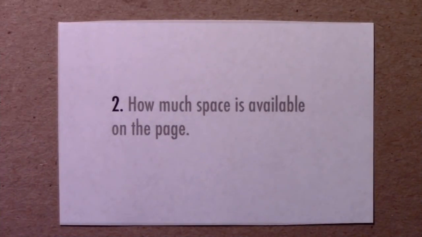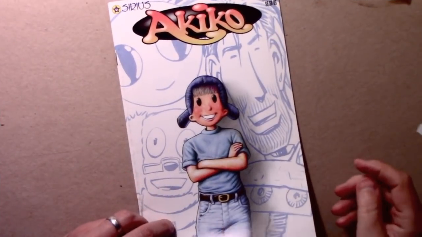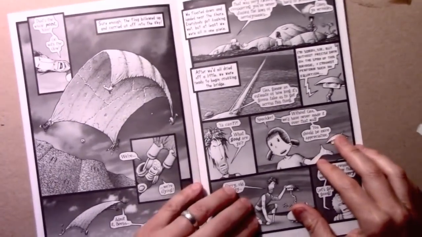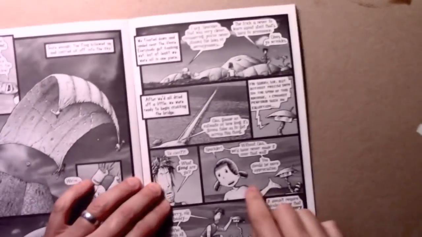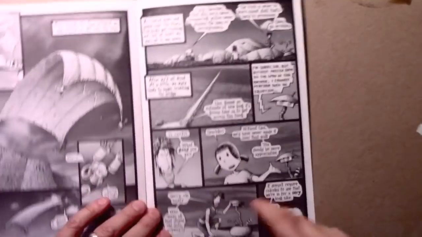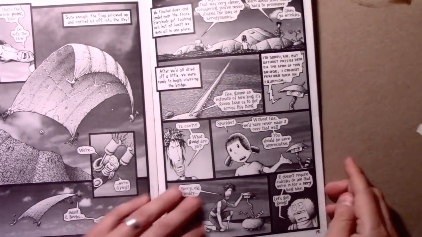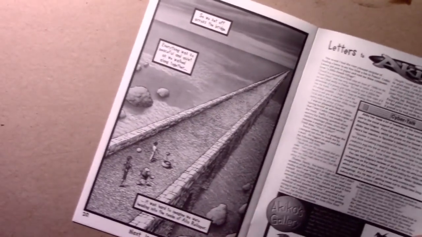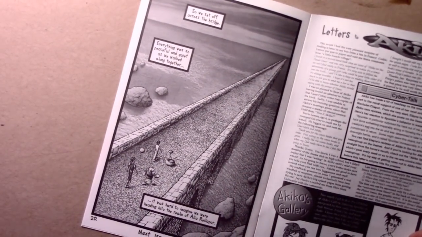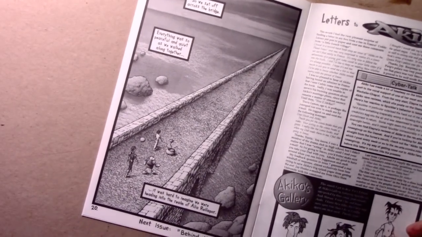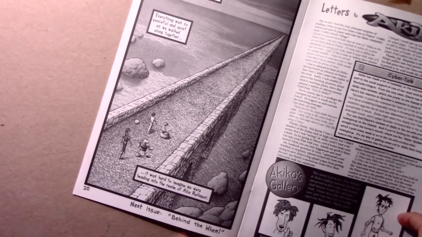Number two, how much space is available on the page? This example comes from my very first comic book series, Akiko, which I did back in the 90s. Here you can see a typical page, and we're going to be coming back to this, where there are a lot of small panels crammed into a single page. Why did I do that? Well, I wanted to save space for this big final panel that would be shown at the very end of this particular issue, and give you that sort of to-be-continued feeling.